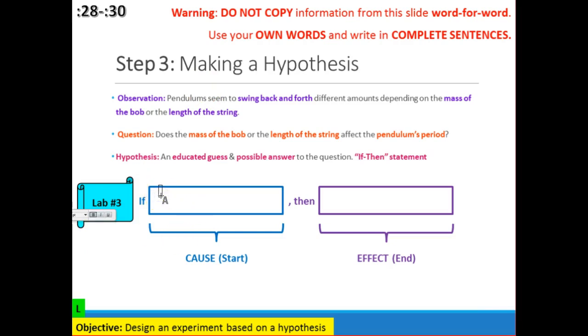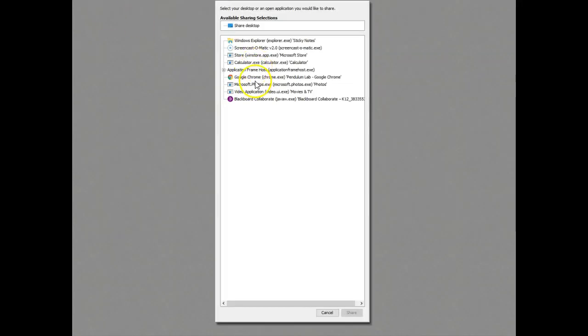So if we change the mass of the bob, tell me what happened to the motion of the pendulum. Did the motion of the pendulum change or did it stay the same? When we changed the mass a whole bunch of times, we observed it. Did the motion of the pendulum change or did it stay the same? Okay, I can show it to you guys again. Let me go ahead and go back to here.